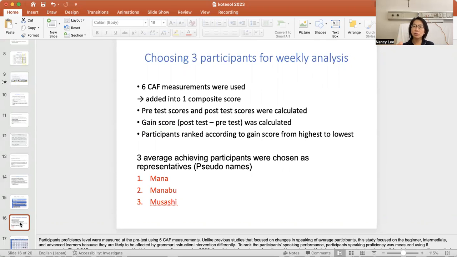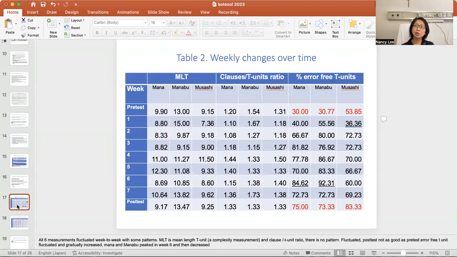The reason for choosing the average participants is because I wanted to avoid outliers, because top achieving and bottom achieving students are likely to develop differently from average students. I gave the 3 representative participants pseudonyms: Mana, Manabu, and Musashi. In the next 2 slides, I have summarized their weekly changes over time, from pre-test, through 7 weeks of intervention, and then post-test.